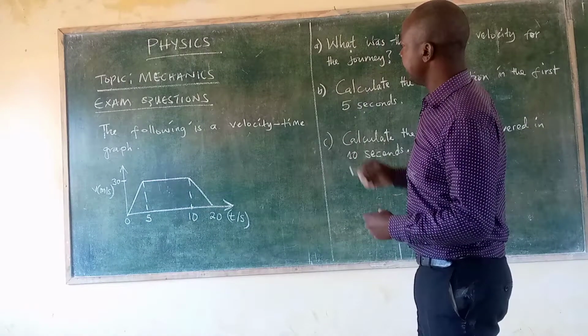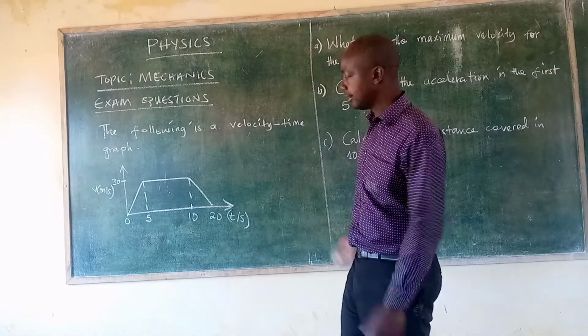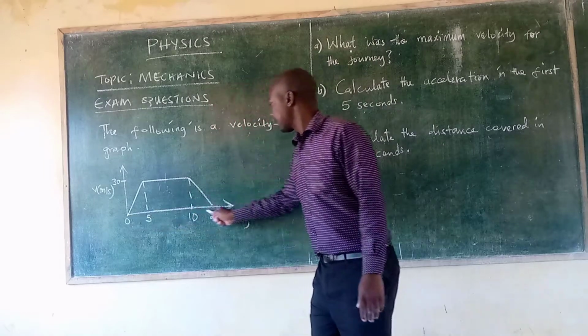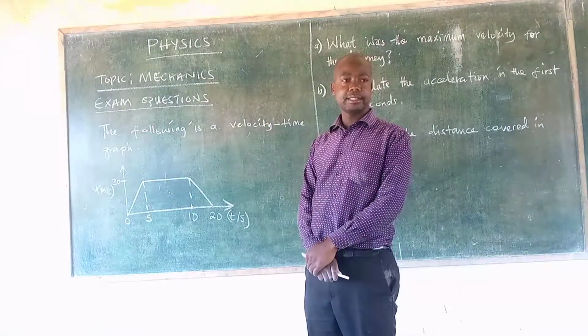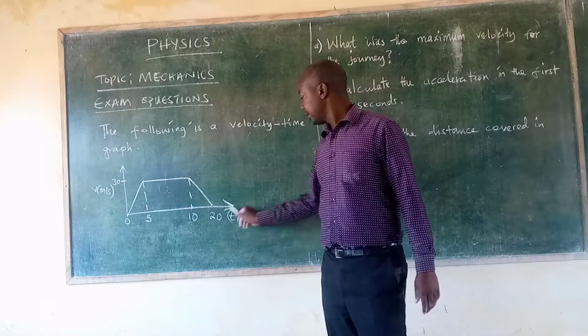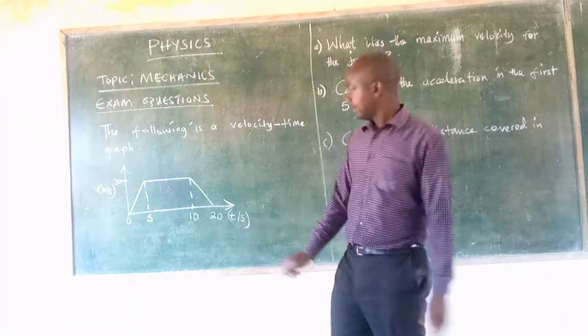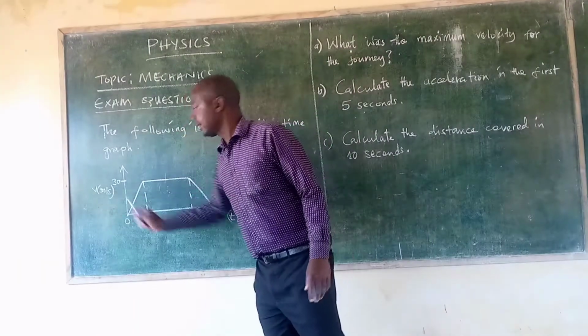So, the following is a velocity-time graph. We have this axis. What do we call this axis? The x-axis. This is where time is indicated. And this is the y-axis, where velocity is indicated.